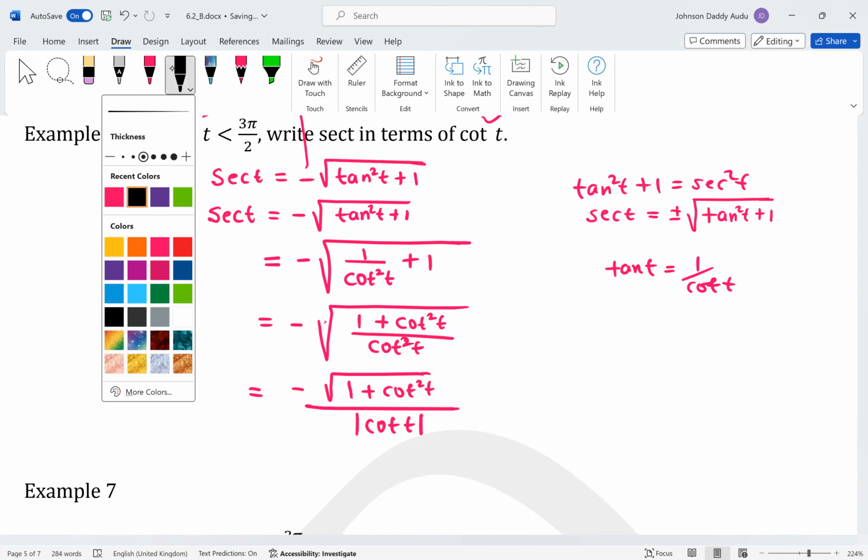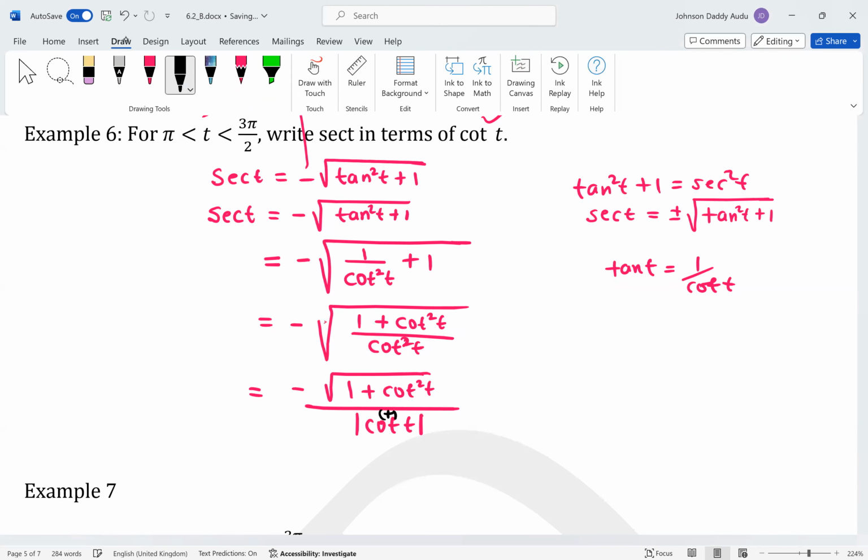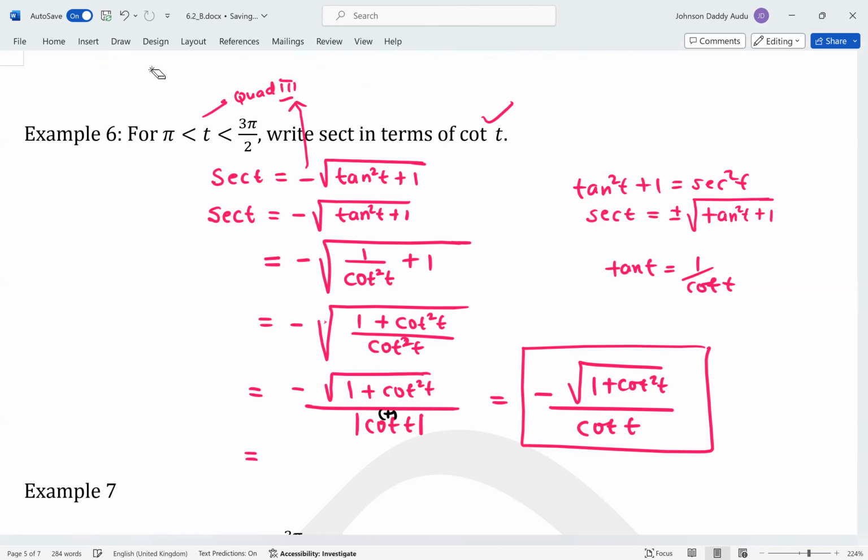Cotan is positive, so this is going to be positive. And since it's positive, we can remove the absolute value. So this is just going to be minus, let me write it here, minus 1 plus cotan squared t. Here now you remove the absolute value and we can just write cotan of t. So this is the final answer.